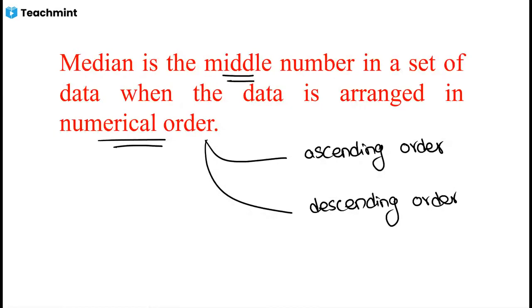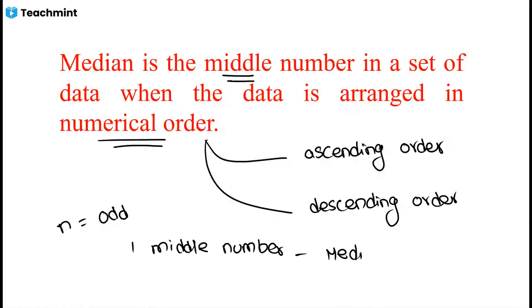If you have two middle terms, take the average of the middle terms. If only one middle number is available, that means n is odd, the number of terms is odd. When you have only one middle number, that is called the median. But before that, you have to put them in ascending or descending order.